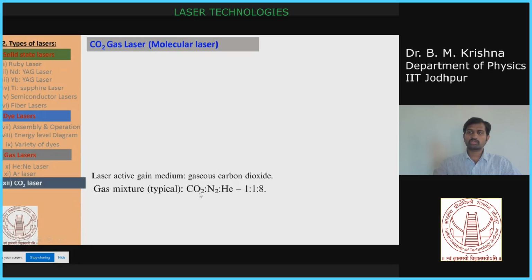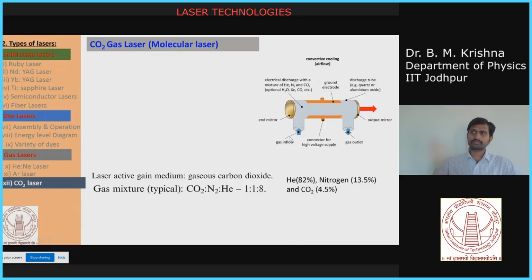So now you have 1% of carbon dioxide and 1% of nitrogen, you have 8% of your helium atoms. That means you are almost close to 82% of helium atoms, and you have 13.5% of nitrogen, and CO2 is 4.5% in your gas chamber. So that is the general common mixture that people use to produce a CO2 laser.